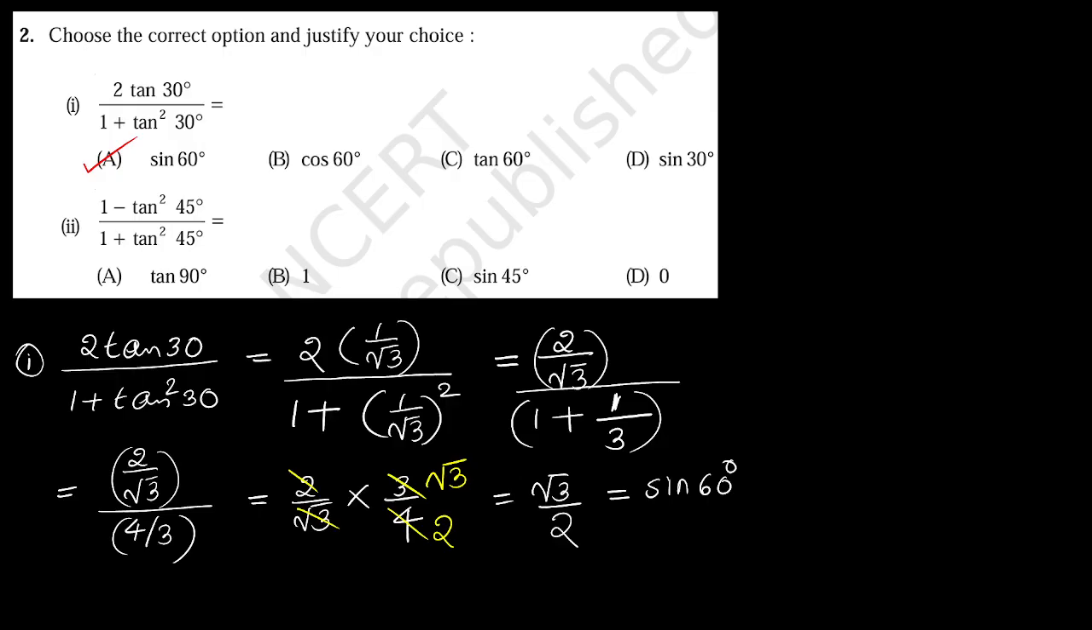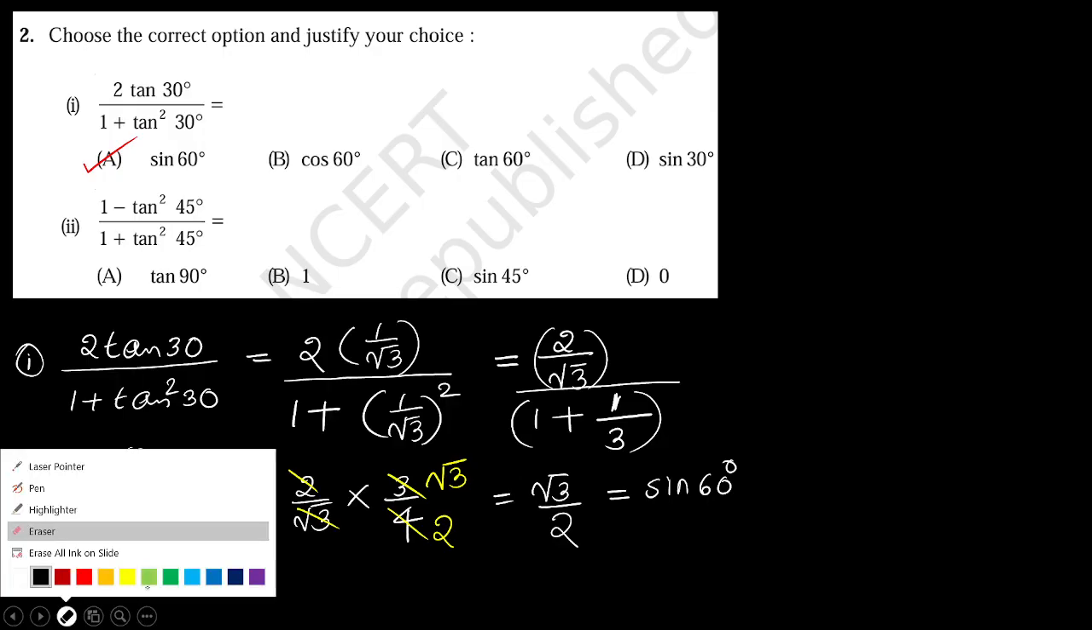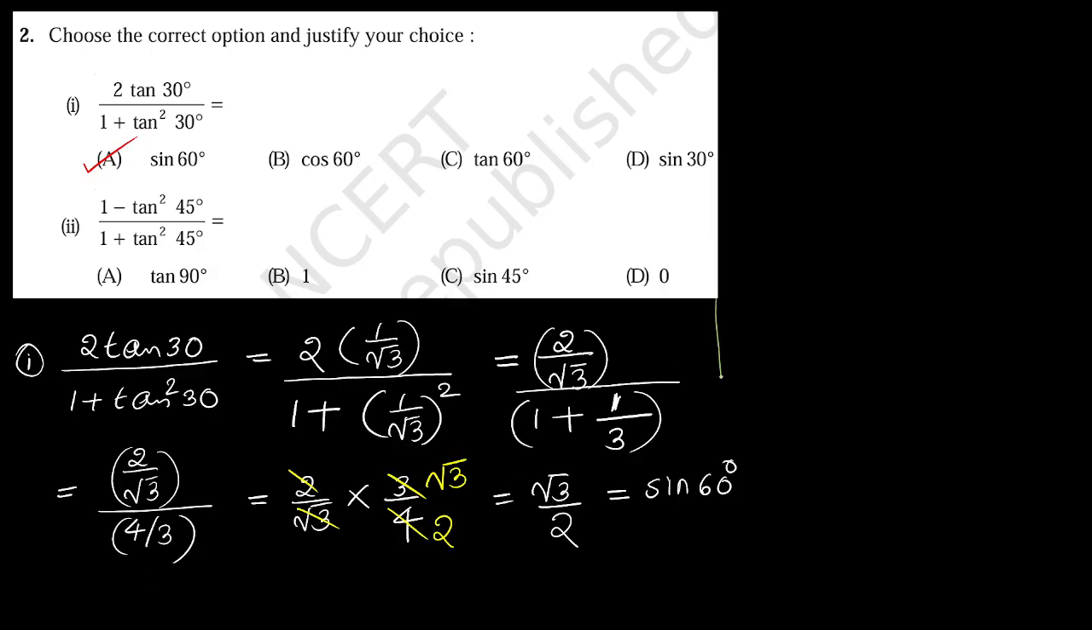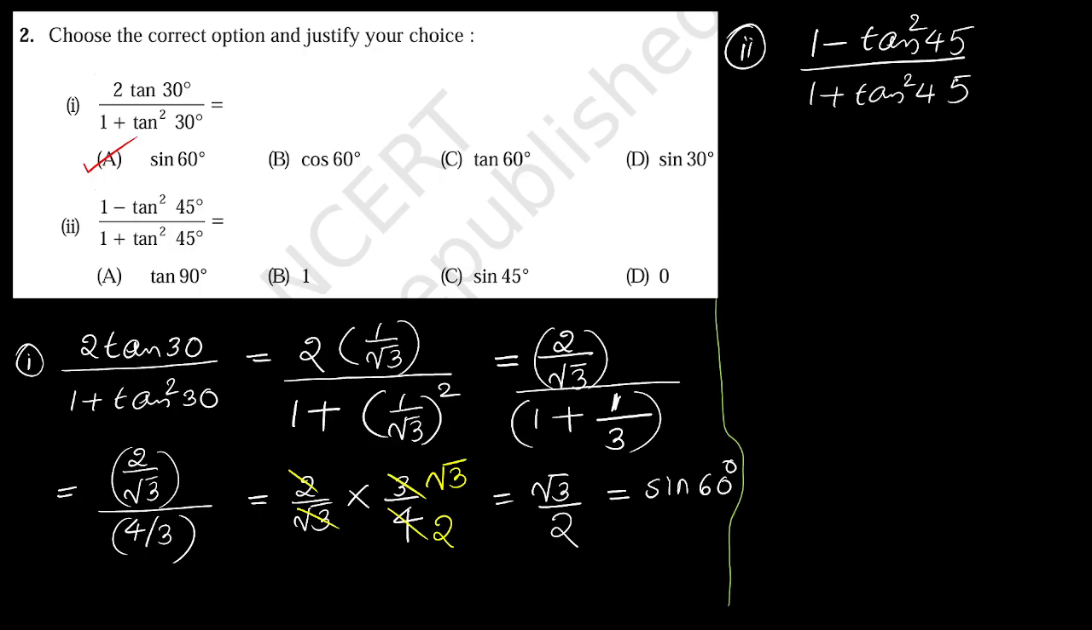Now let me discuss the second question. Remove your raised hand. If you get the answer before me, you can raise your hand. I will check. The second question is 1 minus tan square 45 divided by 1 plus tan square 45. We have to find the correct option.